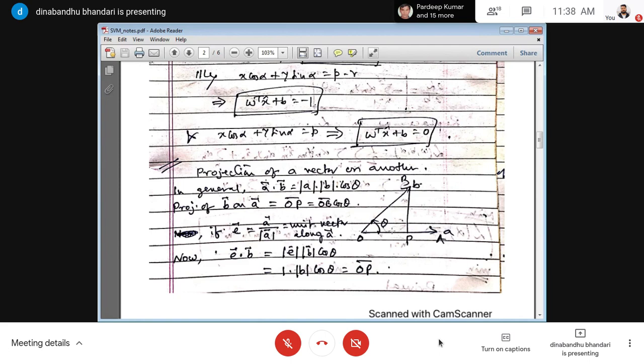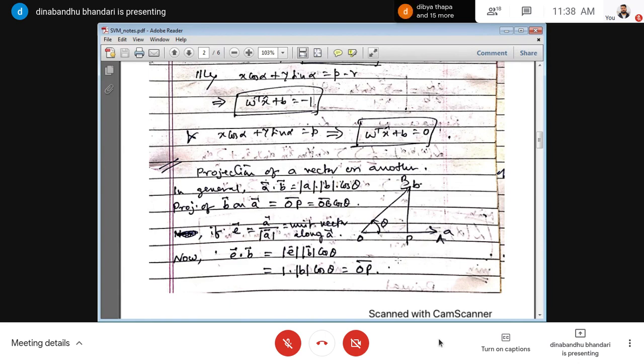Okay. Now suppose E is the unit vector in this direction. If I want to find out what this OP is, the projection of B on A, I'm interested to find out what this OP is. Now you find out the unit vector in the direction of A, right? What is the unit vector in the direction of A? You take the vector and divide by its magnitude, modulus A. That would give you the unit vector in the direction of A.